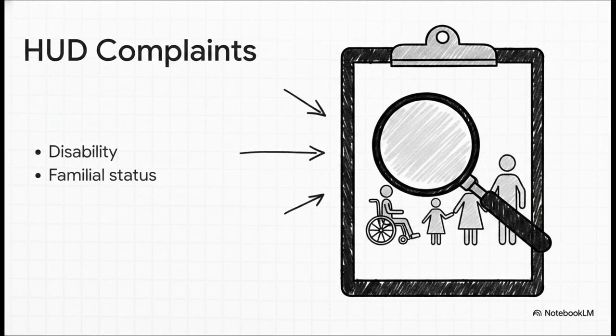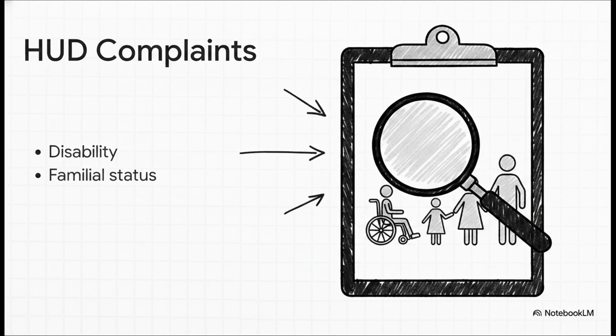So what does this actually look like in the real world? Imagine a landlord refusing to let a tenant install a necessary wheelchair ramp. Or maybe a property manager trying to restrict a family with toddlers to a first-floor unit just because they assume children will be too noisy upstairs. These aren't just minor technicalities. They are the most frequent, actively prosecuted violations HUD investigates today.